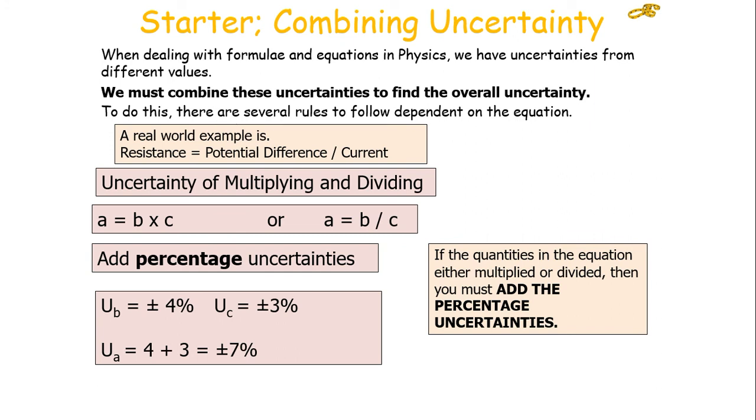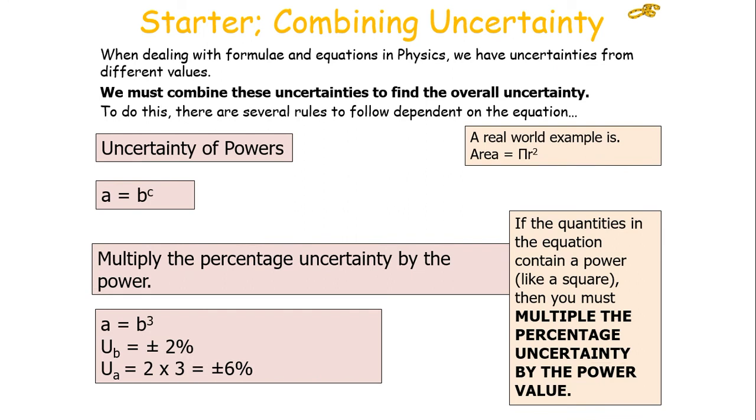Now, if you have a multiplication or a division, what you have to do is add the percentage uncertainties. For example, resistance is equal to potential difference over current. If you wanted to work out the overall uncertainty in the resistance, and we knew the potential difference had an uncertainty of plus or minus 4%, and the current had an uncertainty of plus or minus 3%, the overall percentage uncertainty in the resistance is 4% plus 3%, which equals plus or minus 7%. And that's the same if it's multiplication or division.